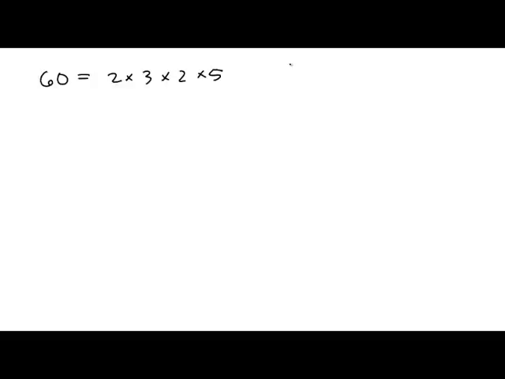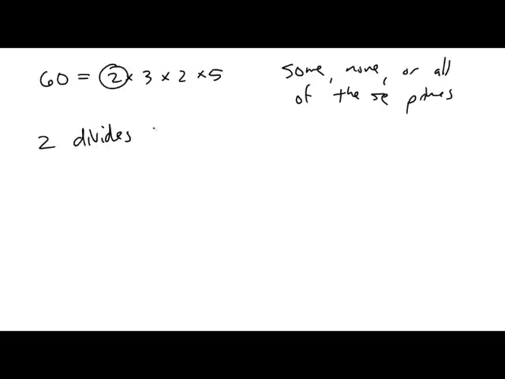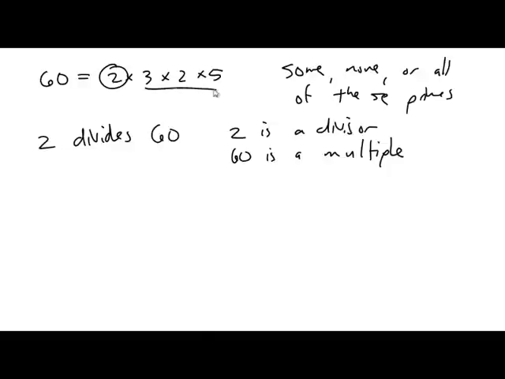Anyway, if you take some, none, or all of these primes, it will give you a divisor. Well, what could we take? We could just take the 2. What does that mean? 2 divides 60. We would say 2 is a divisor. Or we can flip it around. We could say 60 is a multiple. What do we have to multiply 2 by to get 60? The rest of this stuff.